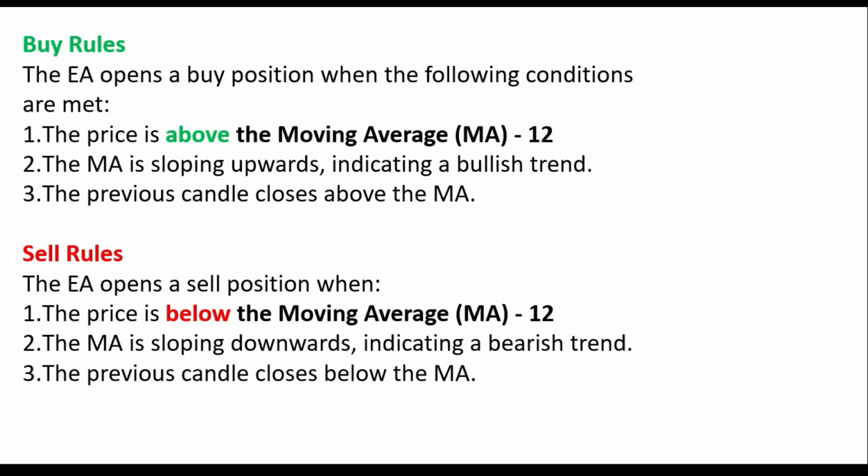This expert advisor opens a buy position if the following conditions are met: the price is above the moving average, the moving average is sloping upward, indicating a bullish trend, and the previous candle closed above it. For the sell rule, the expert advisor opens a sell position when the price is below the moving average, the moving average is sloping downward, indicating a bearish trend, and the previous candle closed below it.